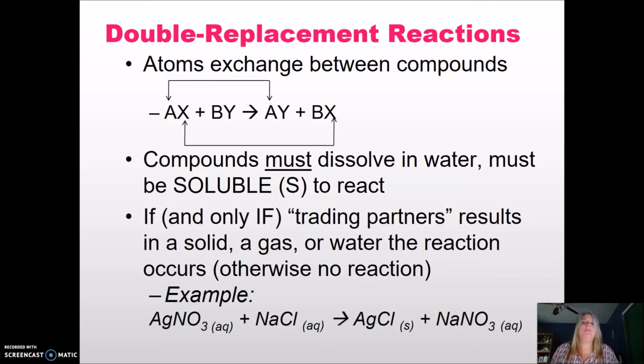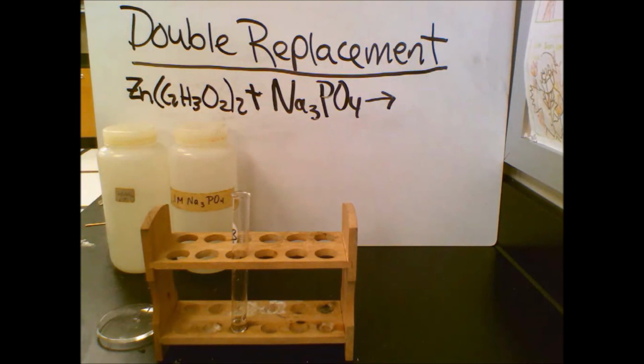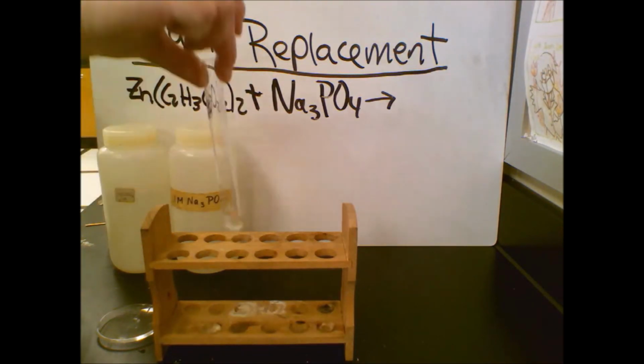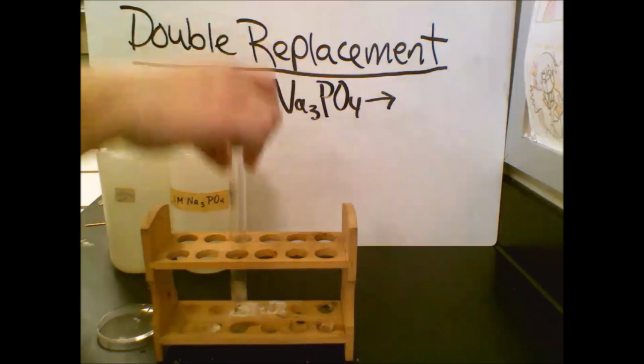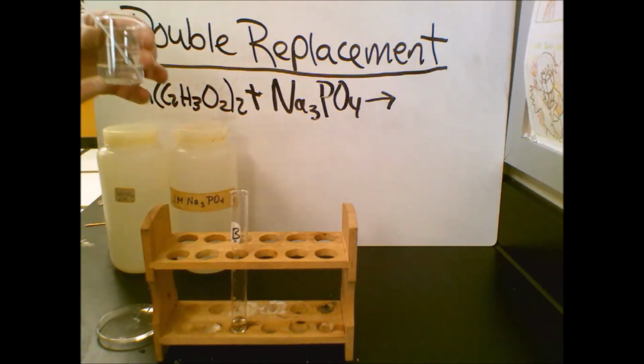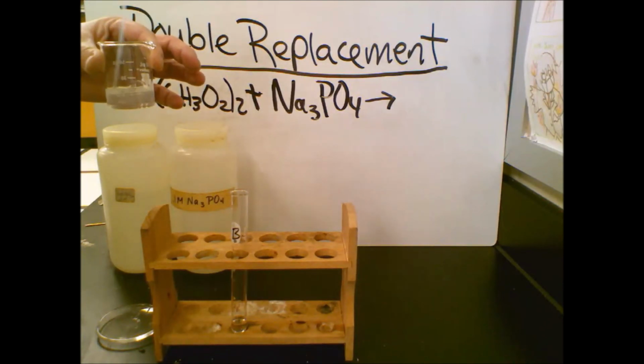But here's an example. Silver nitrate and sodium chloride, notice that they're aqueous, which means they dissolved in water. They react to produce silver chloride, which is a solid, so that meets my solid requirement, plus sodium nitrate. So this reaction happens. Let's look at another one that happens. Let's go. So in our last reaction, we're going to do a double replacement reaction where we're going to take some zinc acetate, which is nice and clear here in this test tube, and we're going to add some sodium phosphate, which is also clear.